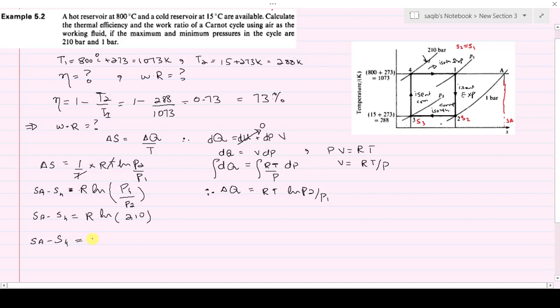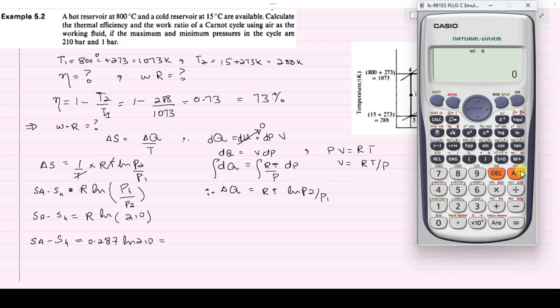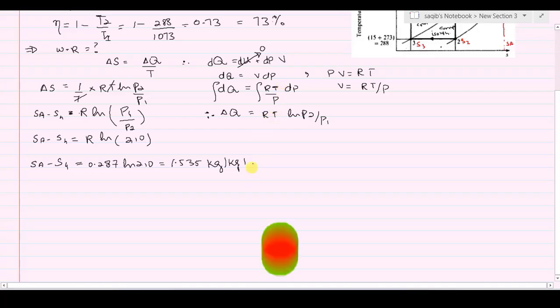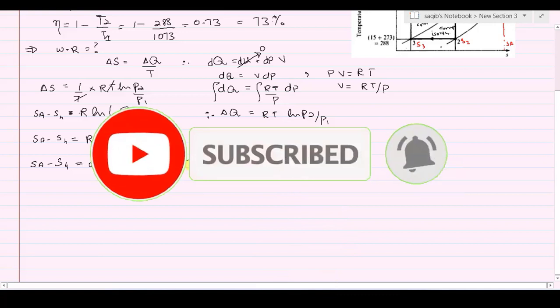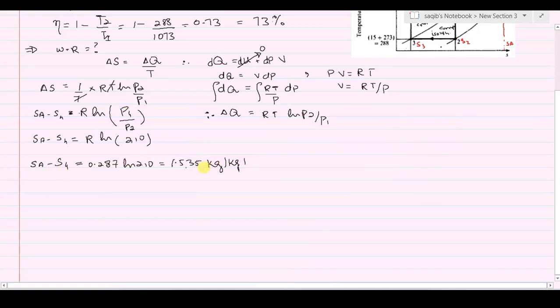So this SA minus S4 is equal to R. What is the R value? The R value is 0.287, that is constant for gas, for air. So while calculating with ln 210, it will be 0.287, and then ln 210, and the final result will look like 1 point. So the answer we get is 1.535. So the entropy change is 1.535 kilojoule per kg.